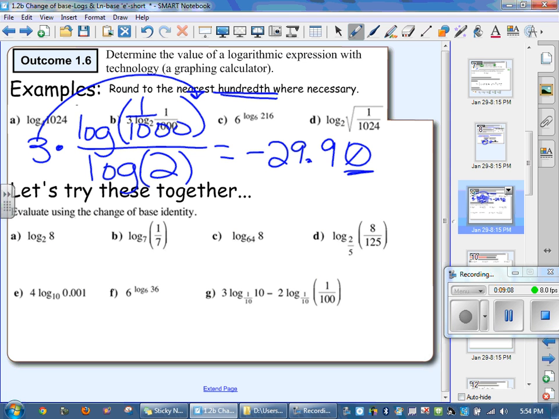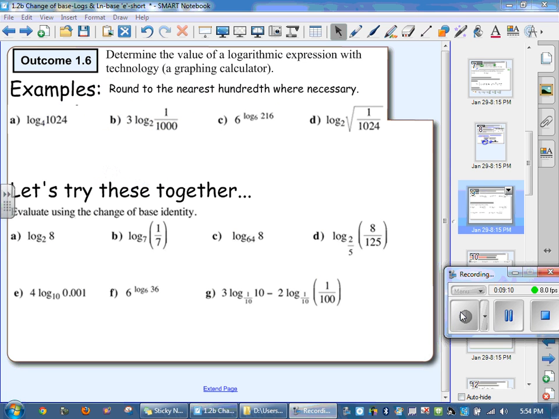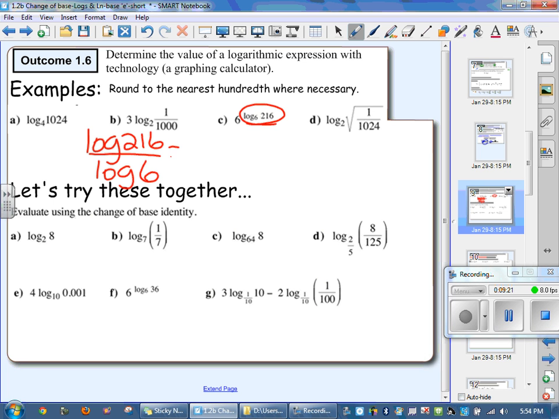Okay, for letter C, first of all, we're going to deal with this exponent part. So I'm going to take log 216 and divide by log 6. When I do that, I'm actually going to get 3. Now that is the exponent. That's what this part equals, 3. I still have a base of 6. So now I need to solve 6 exponent 3. Well, 6 exponent 3 is going to give me 216. So the whole expression there on letter C solves to become 216.